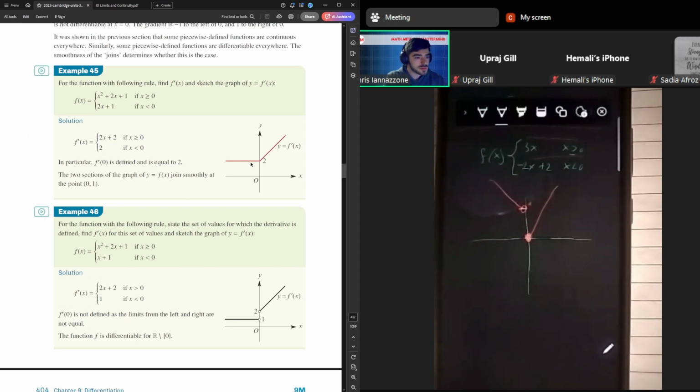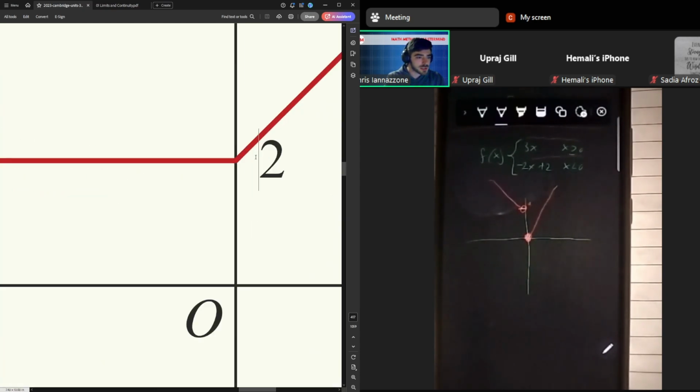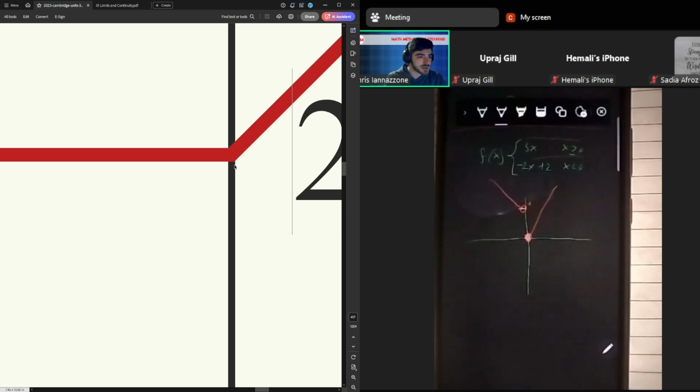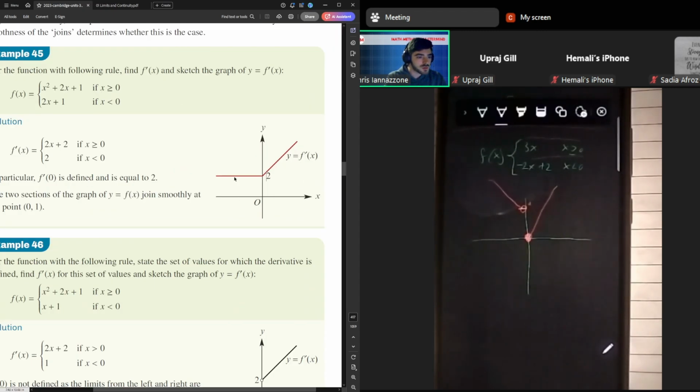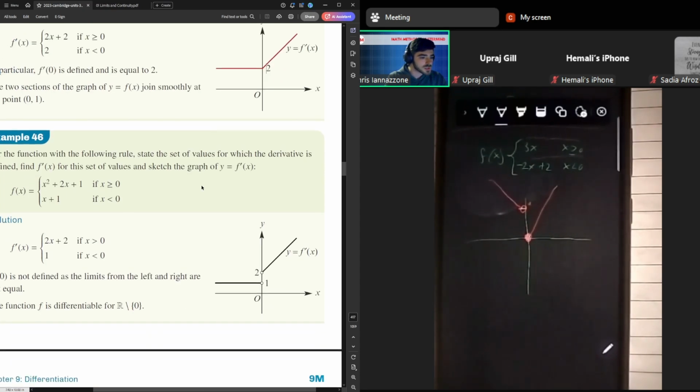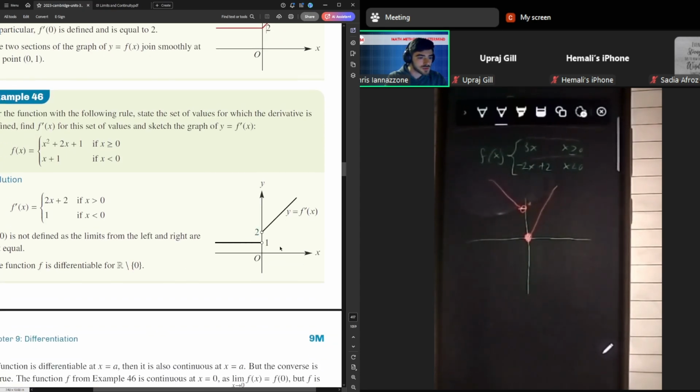As I said before, anytime you can identify a sharp edge, so this would be considered a sharp edge, it would be non-differentiable at that spot because, well, this is going to have a gradient of 0, this is going to have a gradient of, well, I guess 2, this one, 2. And so because those are two different things, the gradient graph would look like that. You can clearly see the discontinuity.